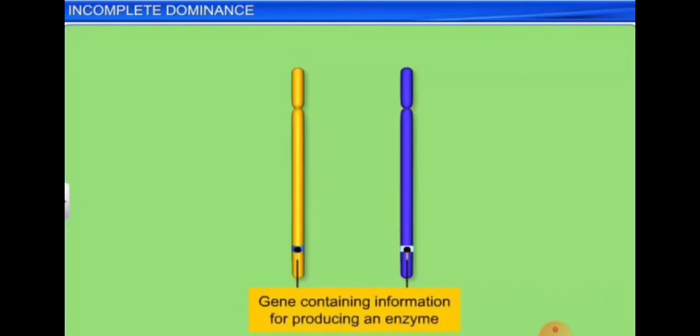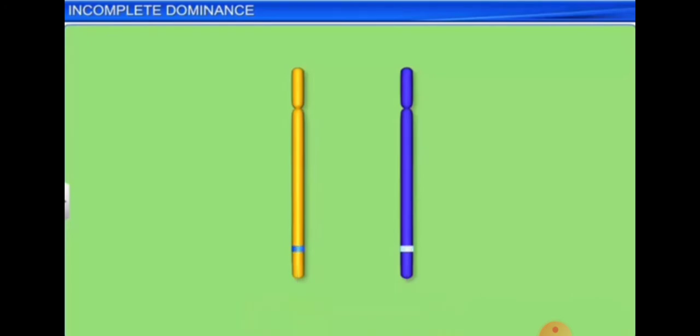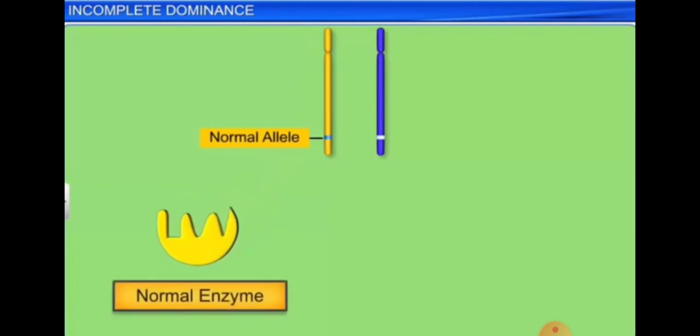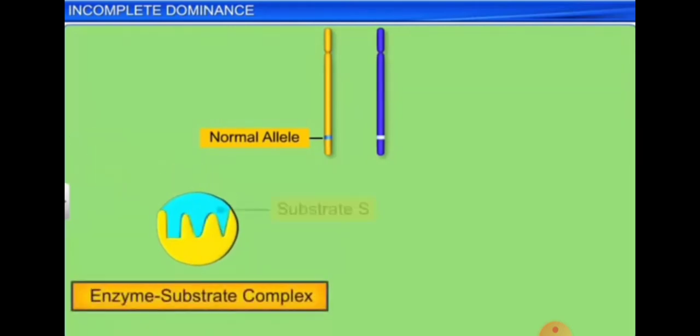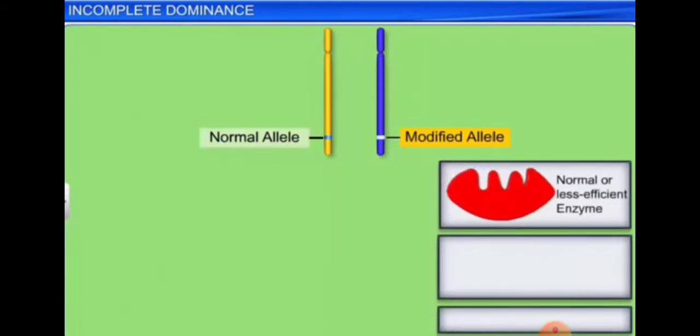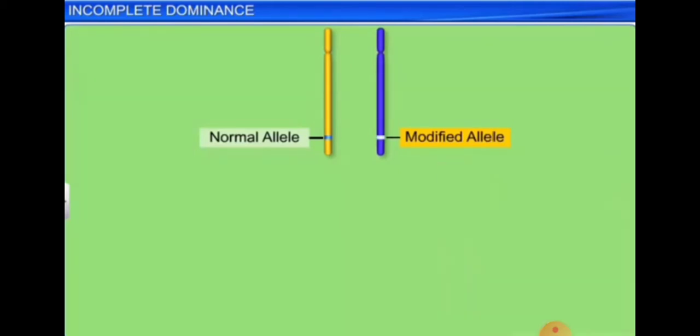Now, as an example, let's consider a gene that contains information for producing an enzyme. This gene has two copies, which are the two allelic forms. Let's assume that the normal allele produces a normal enzyme that is required to transform a substrate. The modified allele could be responsible for producing a normal enzyme, a less efficient enzyme, a non-functional enzyme, or no enzyme at all.